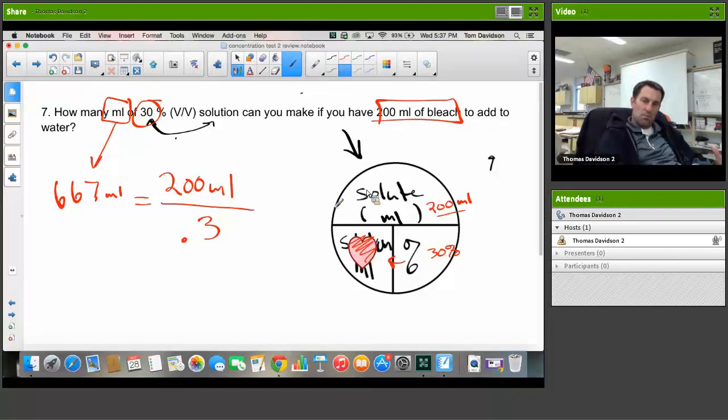Okay, this one's a little bit tricky, but just use your algebra skills if you have them, or use the circle to figure out what thing needs to be found, cover it up, and that will tell you what math to do.